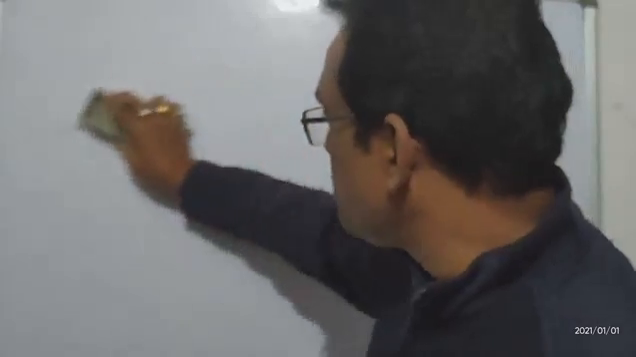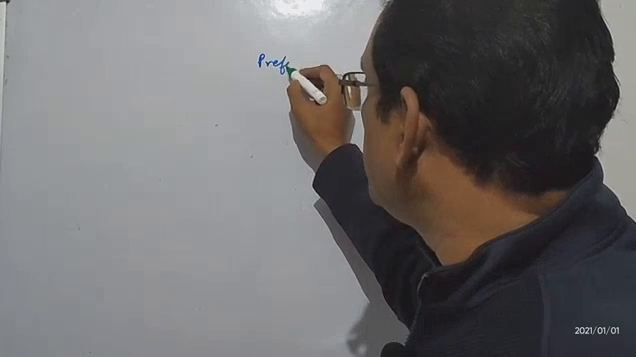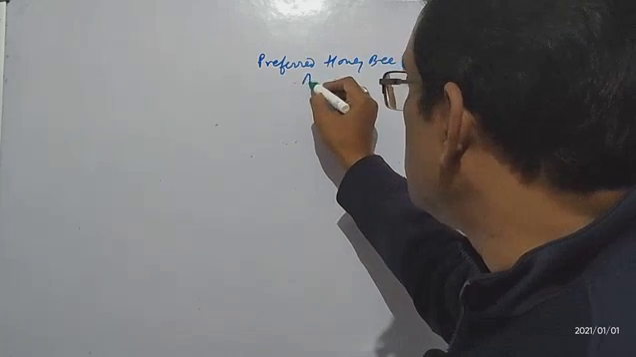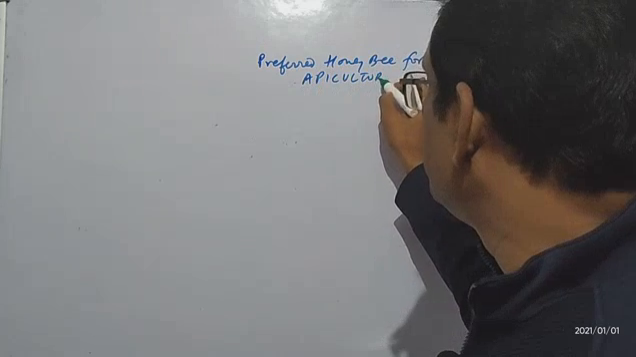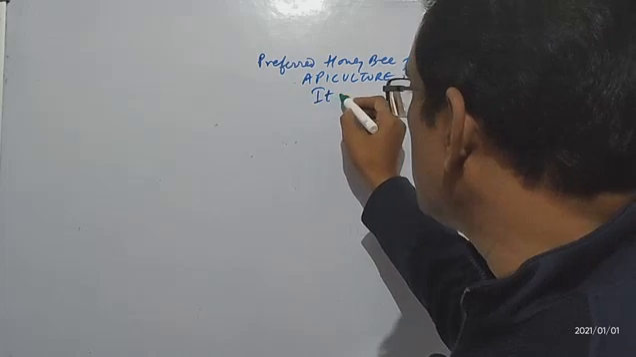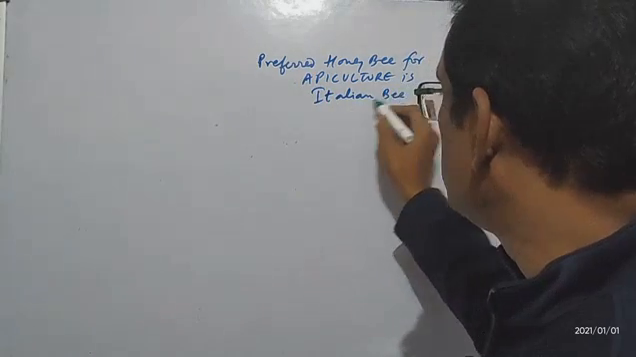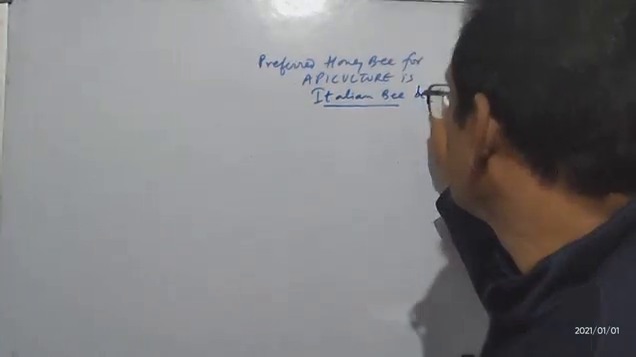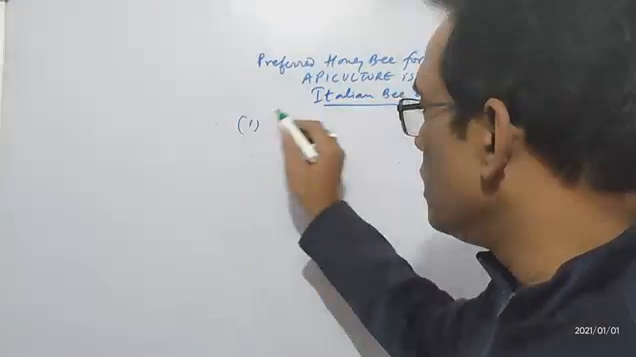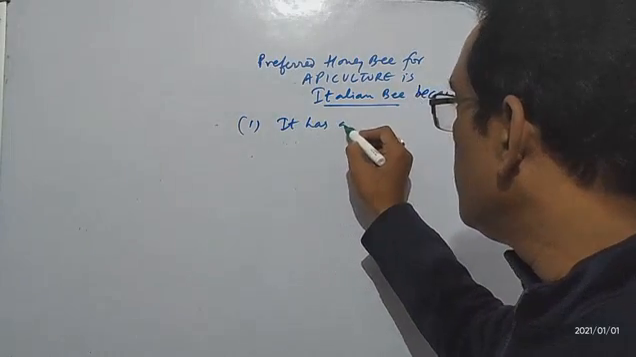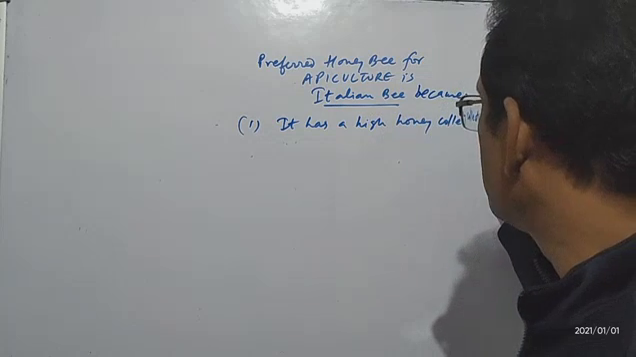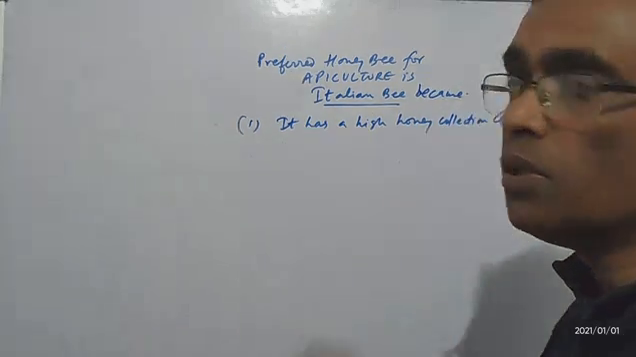All over the world, the honeybee that is used for apiculture, the preferred honeybee for apiculture, is what is generally called the Italian bee. What do you call it? Italian bee. Only because the first thing is it has a very high honey collection capacity. It collects a huge amount of honey within no time.